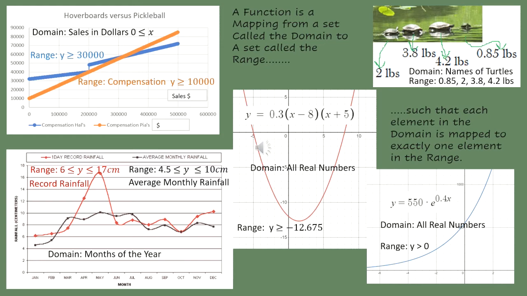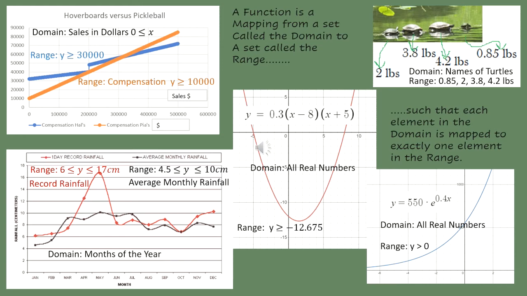The range are values greater than or equal to 10,000. You can see on the graph that her base pay must be 10,000, and she makes a minimum of 10,000 and makes more money depending on how much she sells. So the range would be her compensation in dollars. Y greater than or equal to 10,000 is the numerical representation.